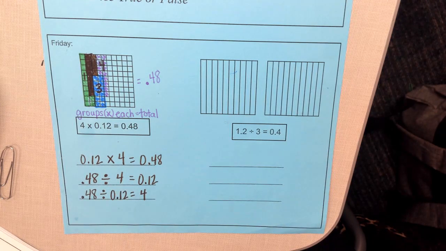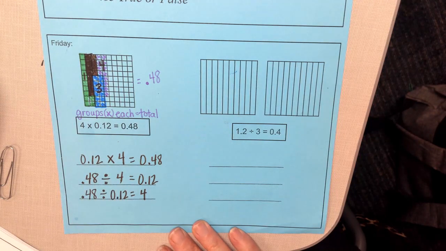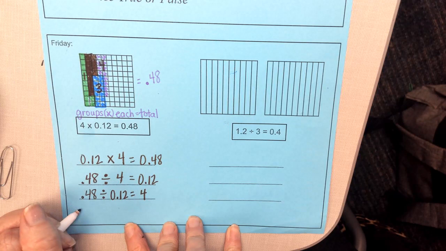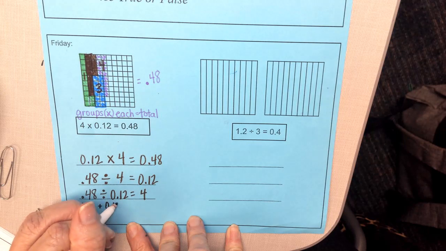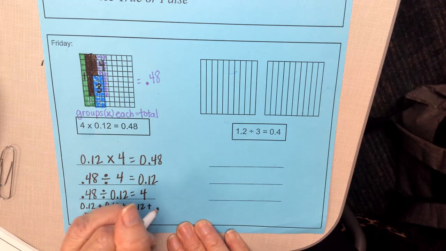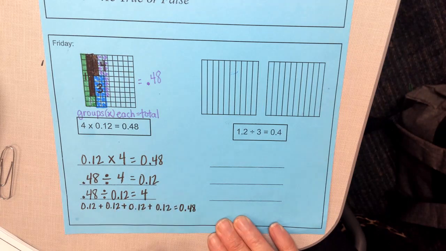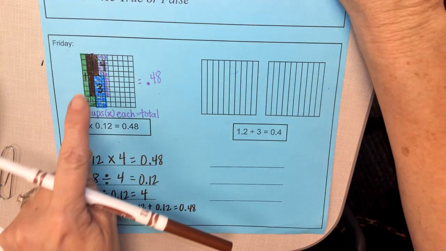I want you to think about what is multiplication. What is multiplication? Donovan. It's a repeated addition. So I could technically say 12 hundredths plus 12 hundredths plus 12 hundredths plus 12 hundredths, and I would get 48 hundredths. I think that's it for this. What about 24 plus 24? But 24 is not modeled here. We only have 12.